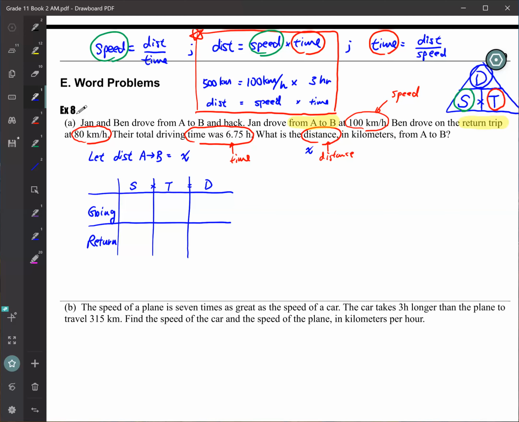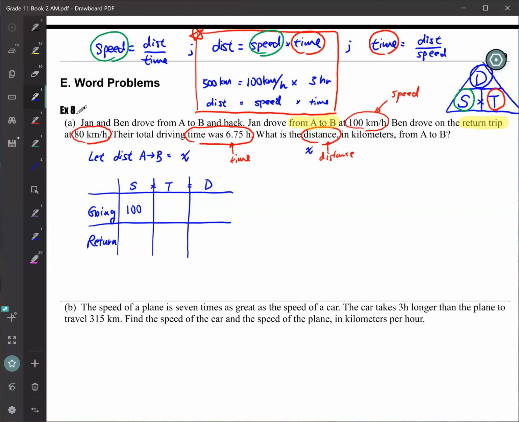Okay, so let's see what you got. Aaron, what do you have? Any one of the boxes, what did you put in? So for the speed for the going, what do you have? 100 and then times hours. Okay, 100 kilometers per hour. Yeah, and then the time is h.